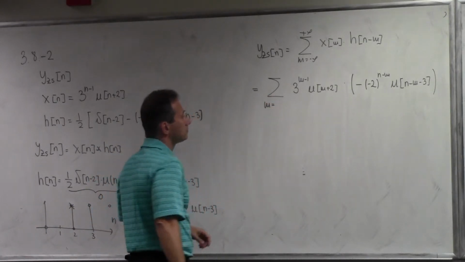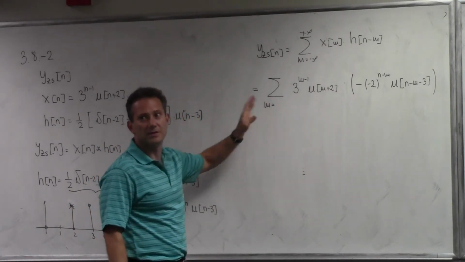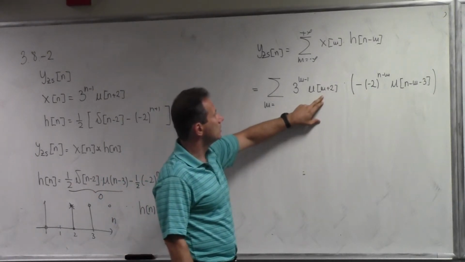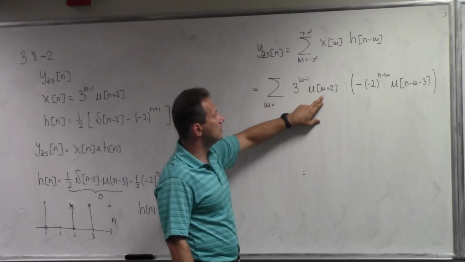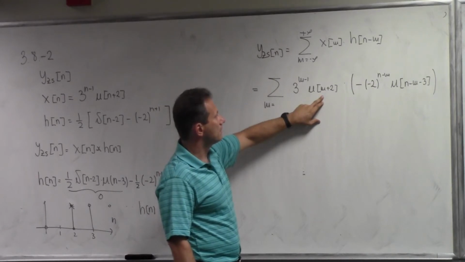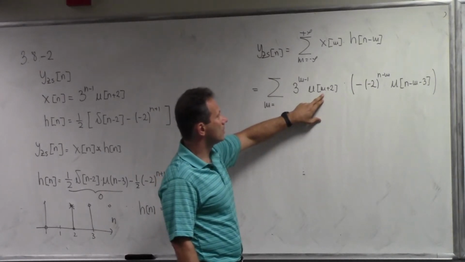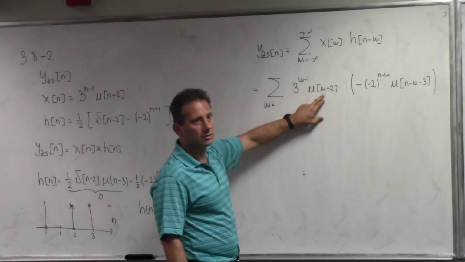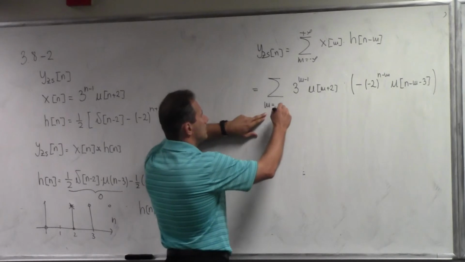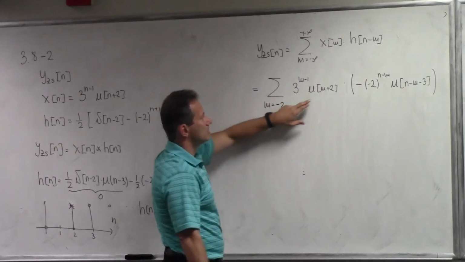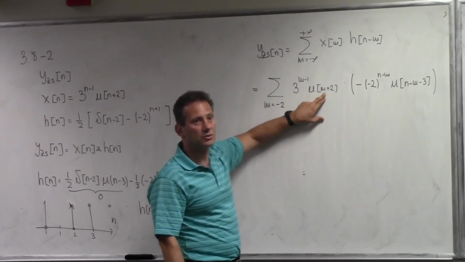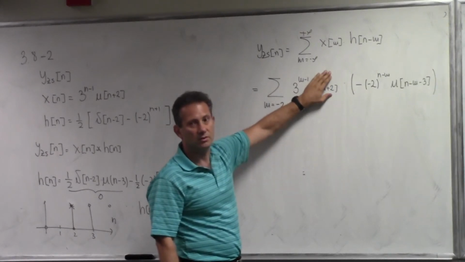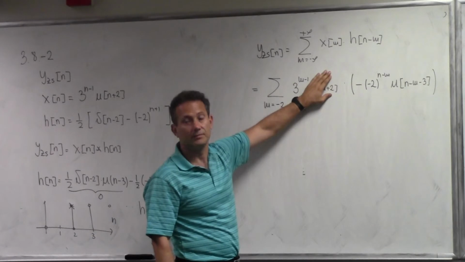And now I have to look at the summation, m. Where does it start? This u here tells me there is no need to sum before minus 2, right? So I should start at m equals minus 2, because for m smaller than minus 2, the argument of this becomes negative, and the u function makes everything 0.